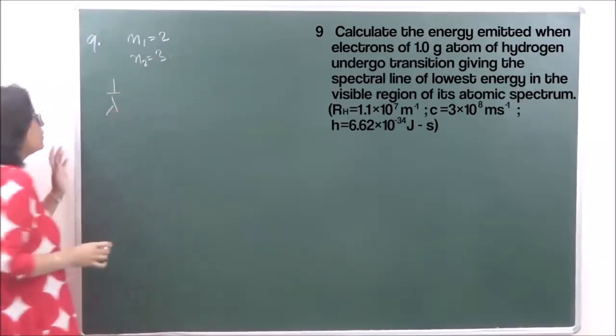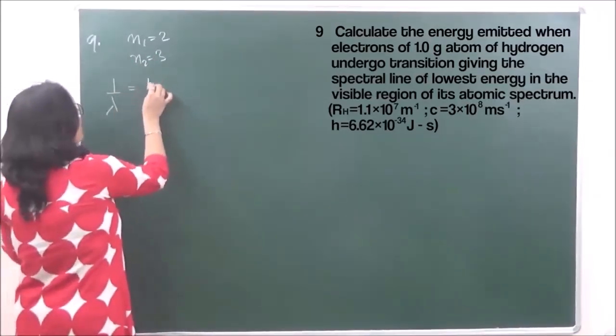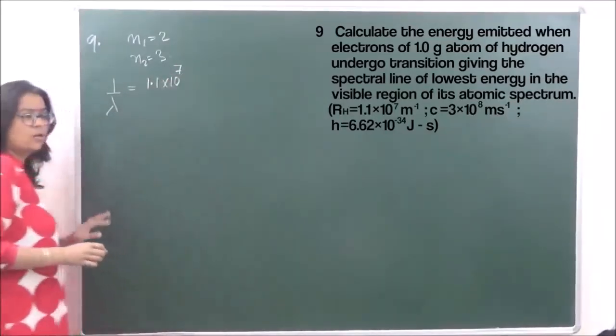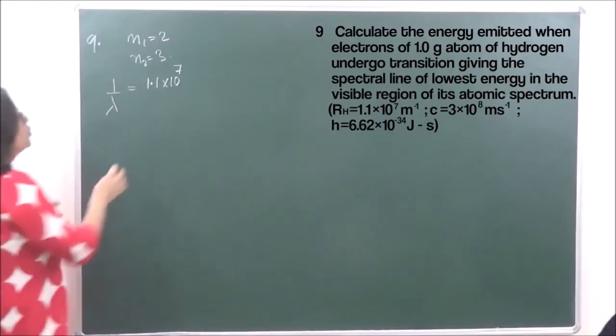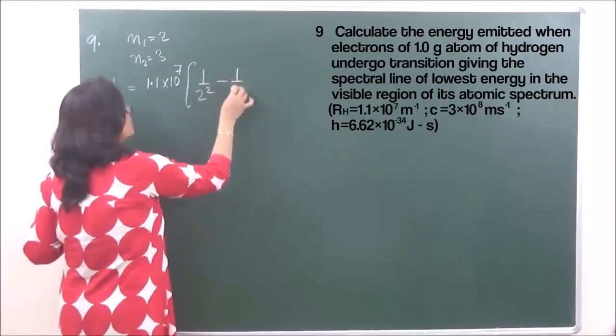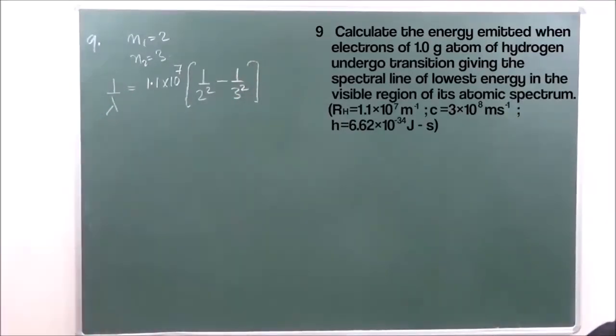So let's put the formula. 1 upon lambda is equal to 1.2 into 10 raised to power 7. This is the value of R given to us over here in the question. Into 1/2 square minus 1/3 square. Okay? And let's not take the value of this thing over here. Chalo, let's take it also, doesn't matter.